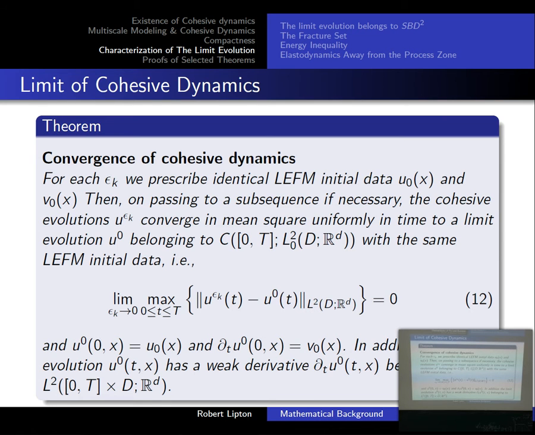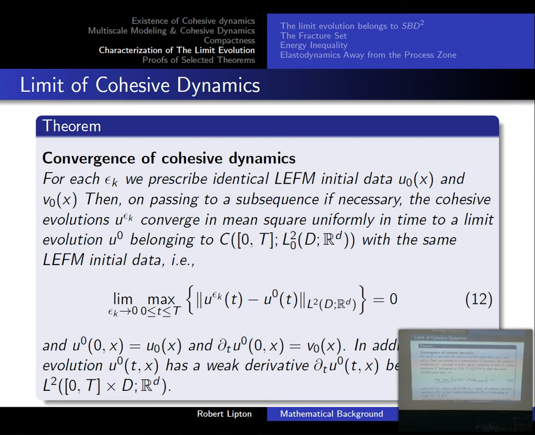For each epsilon k we will prescribe identical linear elastic fracture mechanics initial data. So we'll start with an initial system of cracks as specified in the initial data. And then we will pass to a subsequence if we have to, and find that the cohesive evolutions in this subsequence converge in mean square uniformly in time to a limit evolution U0 that belongs to the set of continuous maps from 0 to T into L2. These U0s will have the same LEFM initial data.